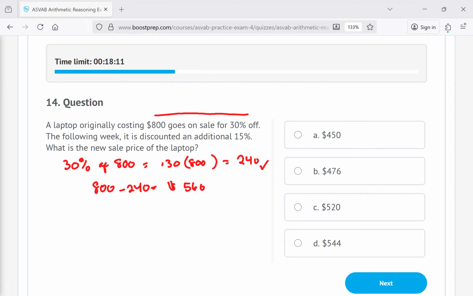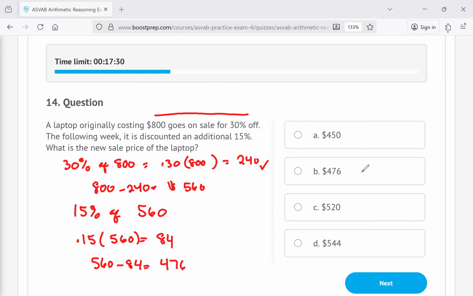Now, what is the cost after the 15%? So you're going to do 15% of 560. So 15% is 0.15. The word of means multiplication, times 560. And you could definitely do this without a calculator. So 560 times 0.15 is 84. So all you got to do is subtract 84 from 560, and you got your new final price, just 476. Not too bad, right? Definitely doable.